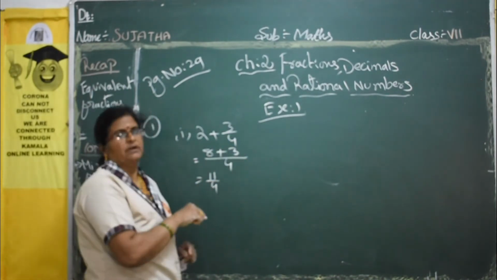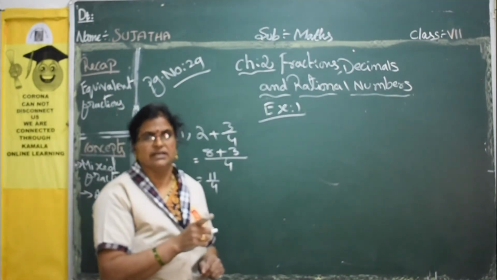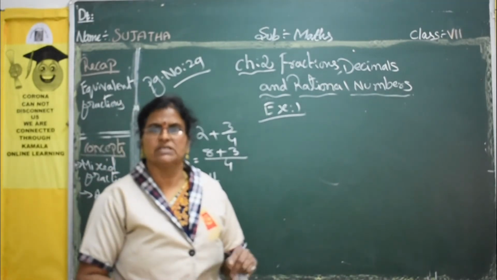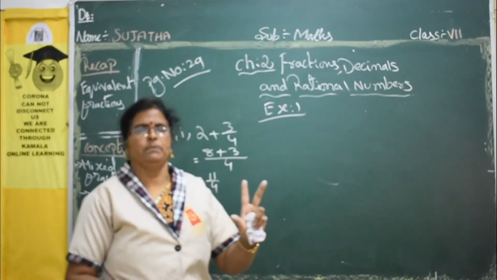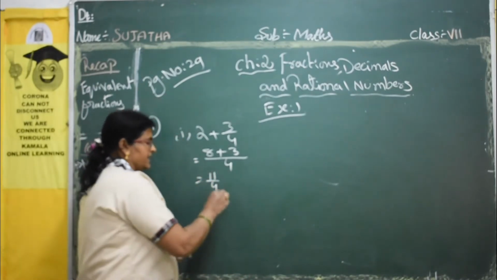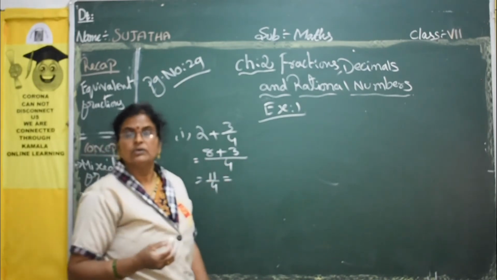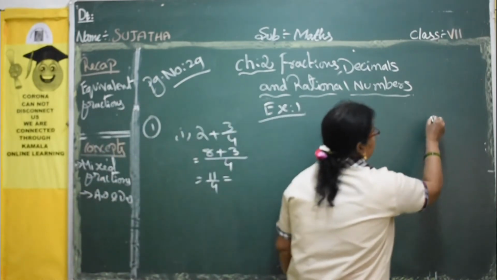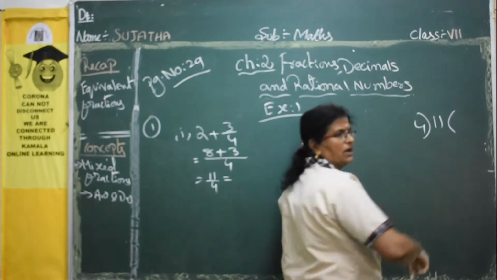This is an improper fraction. In the previous session I said which fraction can be changed into a mixed fraction? Only an improper fraction. Now 11 by 4 is improper, so you can change this as a mixed fraction. Then how can you change? That also I explained. Simple division you have to do in the rough column.